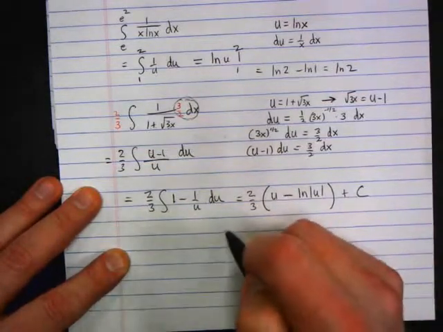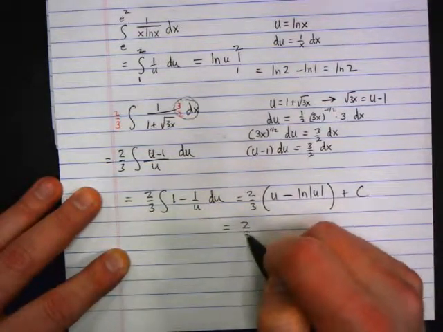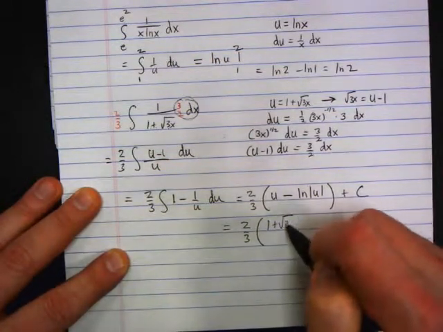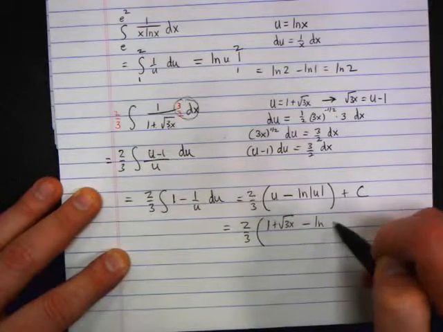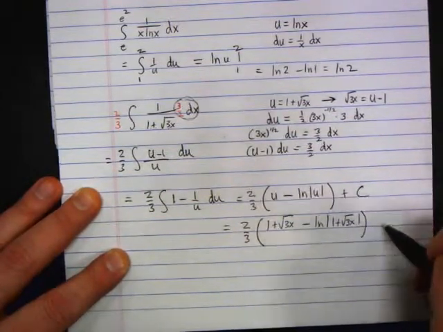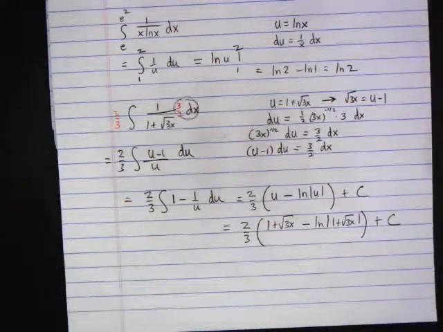Finally, I plug my x's back in. Final answer: 2/3 times 1 plus the square root of 3x minus ln, absolute value, 1 plus the square root of 3x, plus c.